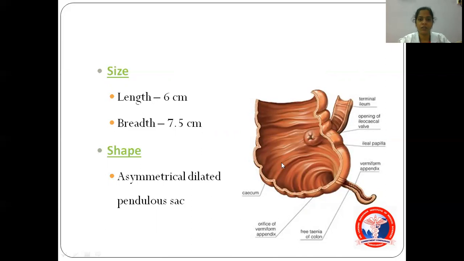As for shape, it is an asymmetrical, dilated, pendulous, sac-like structure. On the right side only we have the cecum. It is asymmetrical and it is the most dilated part of the large intestine. In this sac-like structure, you can see two openings. One is for the ileum, another one is for the appendix.